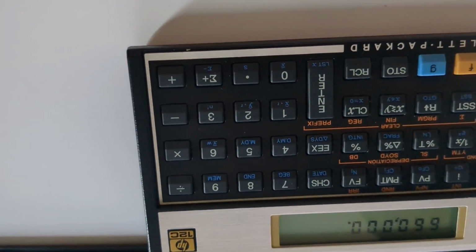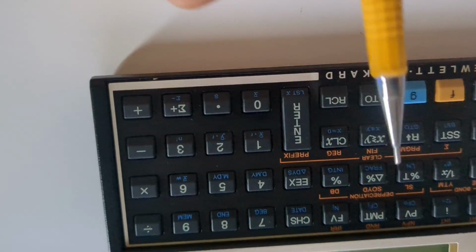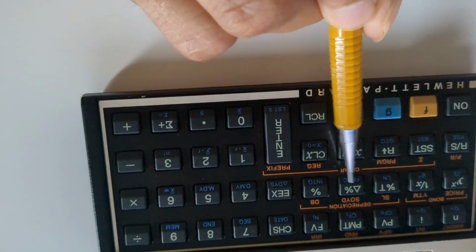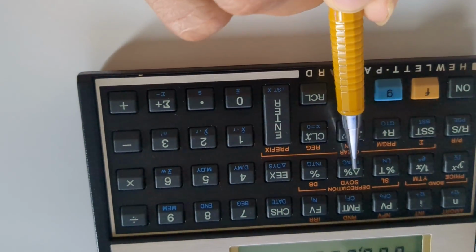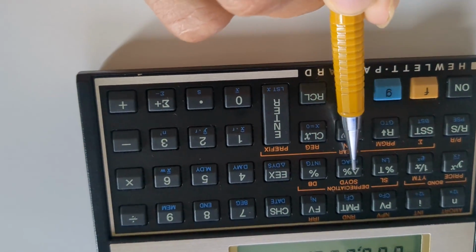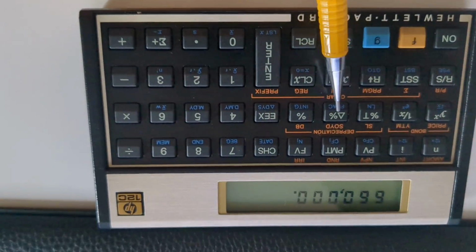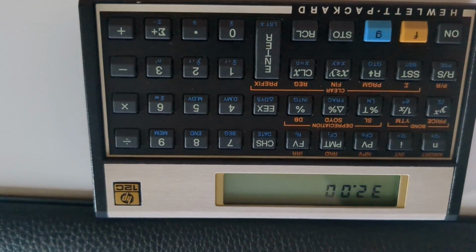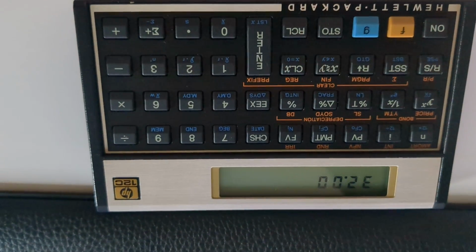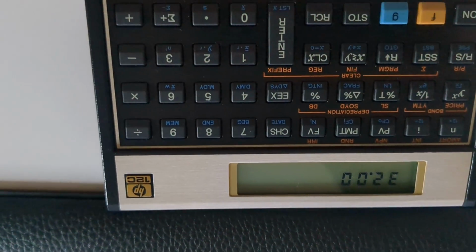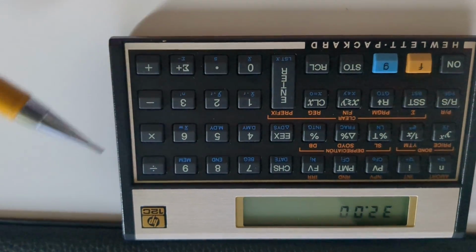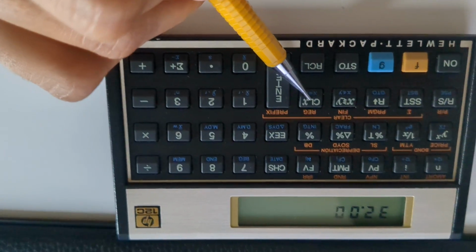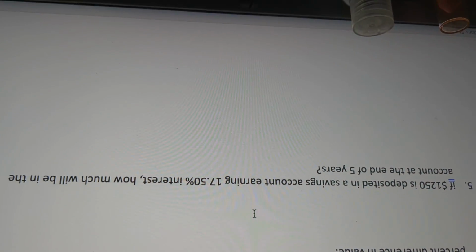Because what we are looking for is percent difference in value. Notice how many percentage keys we have in here. This represents the percentage. This represents the change in percentage. So that is the percent difference. I'm going to press that. So this is the percentage that we're going to get, 32%. It's a positive 32. And now let's clear. And let's try the final question.